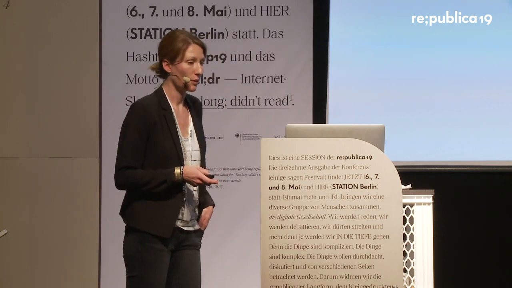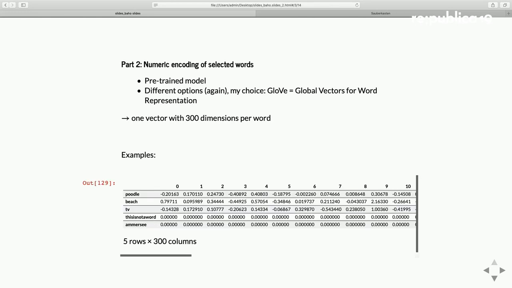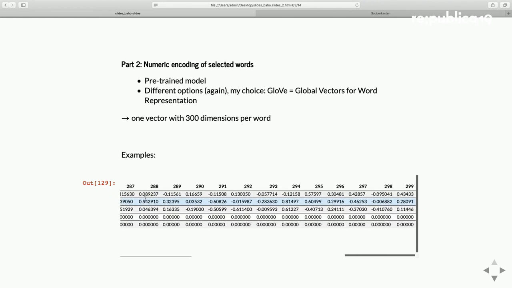Okay, so we have one word per title, and then I use again a pre-trained model. And again, here are different options that I can pick from. I picked something called GloVe, Global Vectors for Word Representation. And how this works in practice is I have one word, plug it into this pre-trained model, and get a vector of 300 numbers. So just to show you these examples, Poodle, Beach, and TV. For you to know, there are different languages also trained. I took the English version, and you see that for these three words, we just get these 300 numbers that we can use in the analysis.